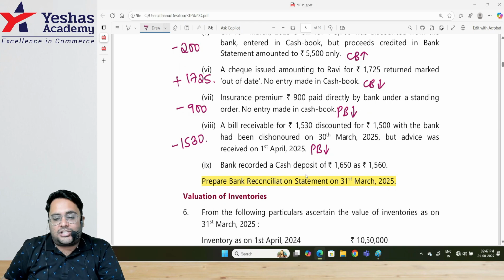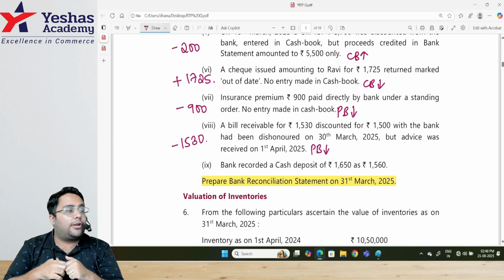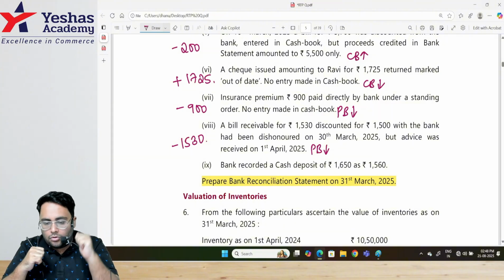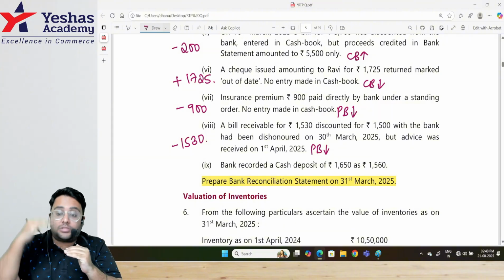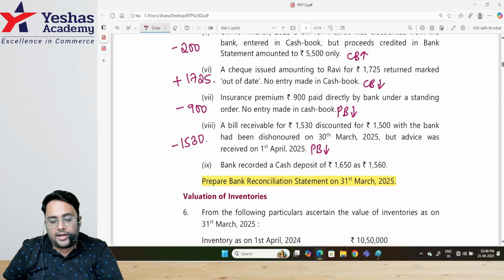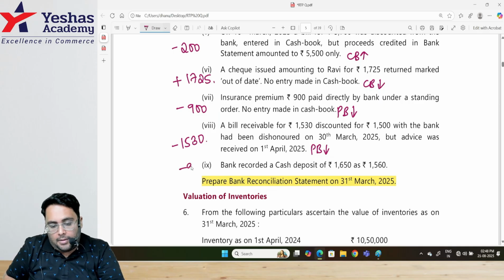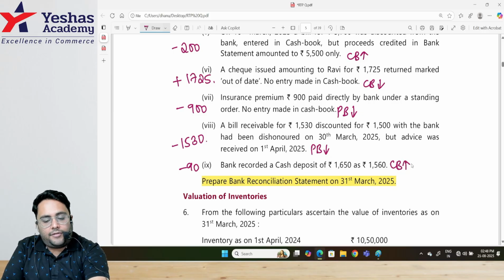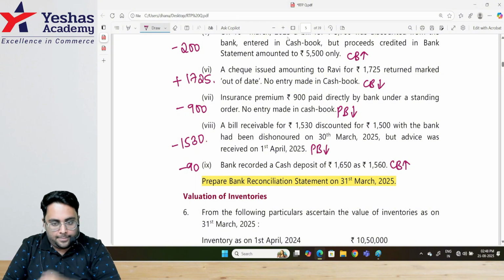Bank recorded a cash deposit 1650 as 1560. How much did you actually deposit? 1650 is the correct amount. Passbook 1650? No. Cash book 1650, passbook 1560. Cash book is higher. What will you do? Deduct. How much will you deduct? 90. In this case, cash book was higher. Check and tell me now what is the final balance which is remaining.